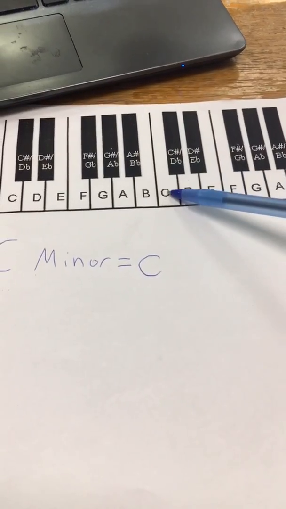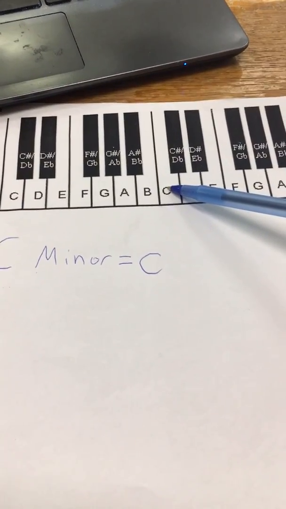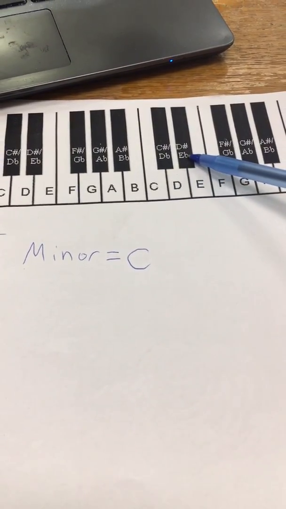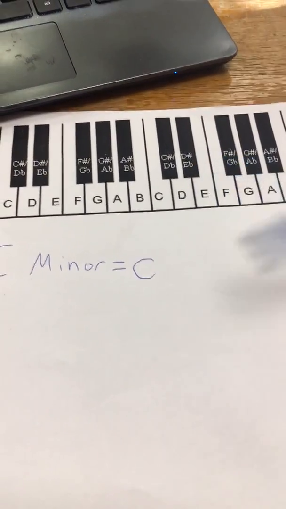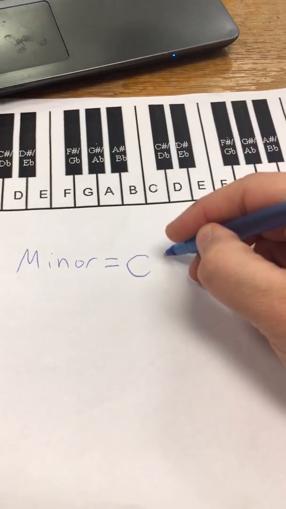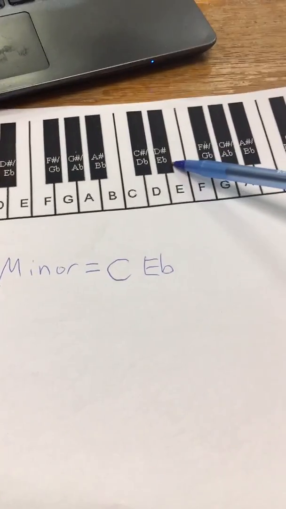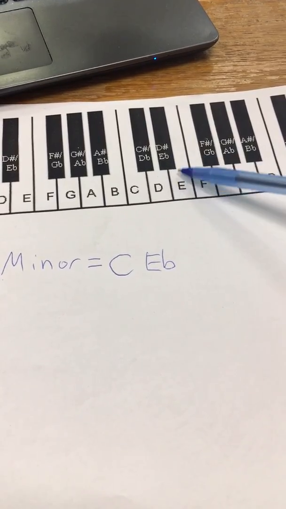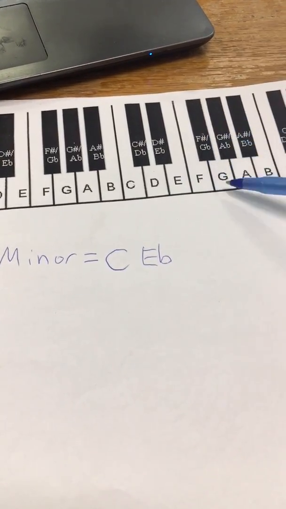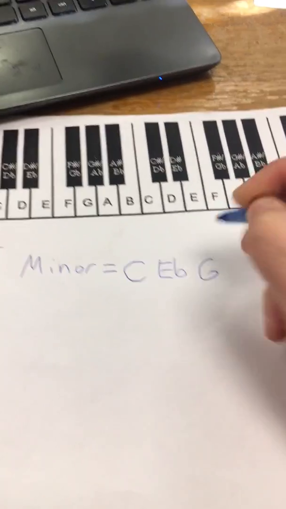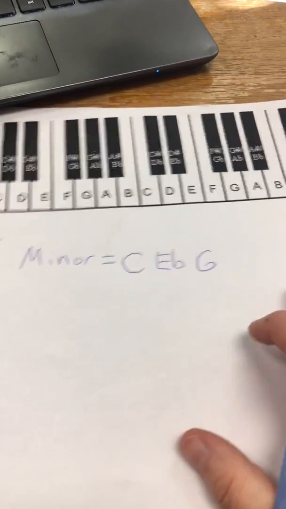For the next note, I have to count 3 half steps. 1, 2, 3. I'm going to use E flat. For my last note, you have to count 4 half steps. 1, 2, 3, 4. So C minor chord would be C, E flat, and G.